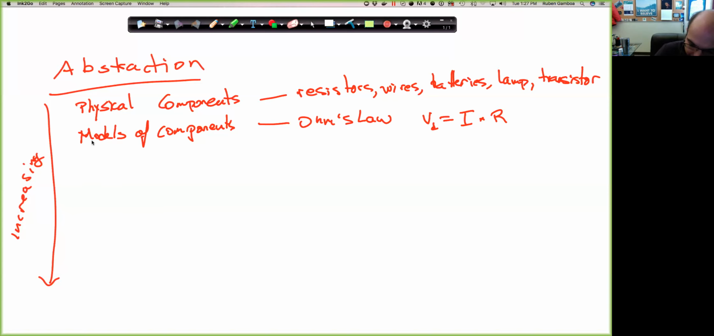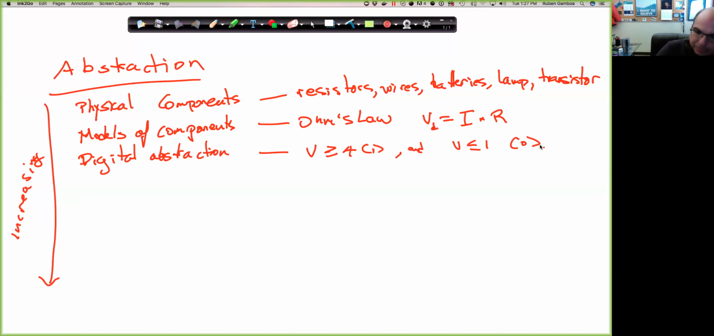And then on top of models of components, we could actually do what's known as the digital abstraction. The whole point of the digital abstraction was that we look, for example, at the voltage, and if V is greater than or equal to 4, then we'll think of that as a 1. And if V is less than or equal to 1, then we'll think of that as a 0. If you remember in our circuit, we had voltages like 4.48. That's just 1, and so on.